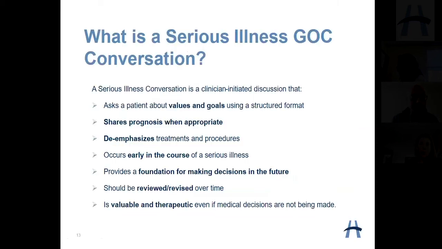So basically, what is a serious illness conversation? Dr. Packer has mentioned a lot of these things already, but it's essentially a conversation when you ask patients about their values and their goals. You share a prognosis when it's appropriate, when the patient has given you permission to do that. And the focus is more on the patient's values. And so you're not emphasizing specific treatments or procedures, rather focusing on values. And you try to do this early so that it provides a foundation for decision-making as you move forward through the illness process. Okay, and it's something that can be revised over time.